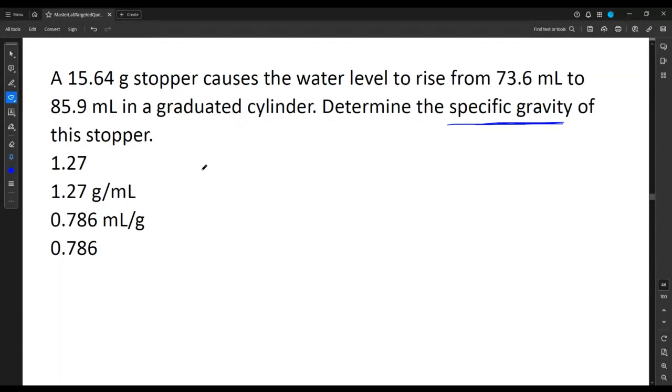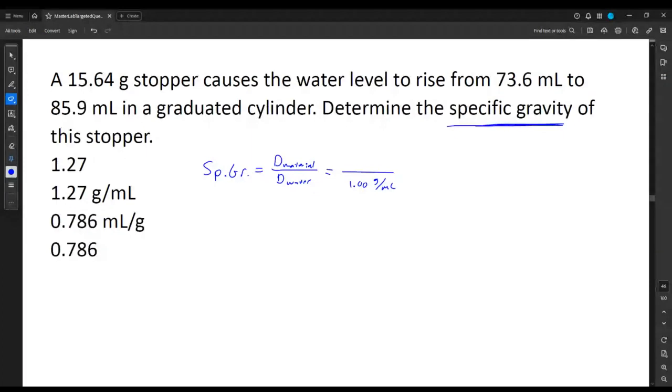So first we want to think about what specific gravity means. Specific gravity, often abbreviated because otherwise it's a lot to write down, is the density of your material. So in this case, that's going to be the density of our stopper divided by the density of water. Well, the density of water in these units is just 1 gram per milliliter. So that part we can technically fill in now. We don't know what's going on with the density of the stopper. So let's see if we can find that right quick so we can pop in our information and finish the question.